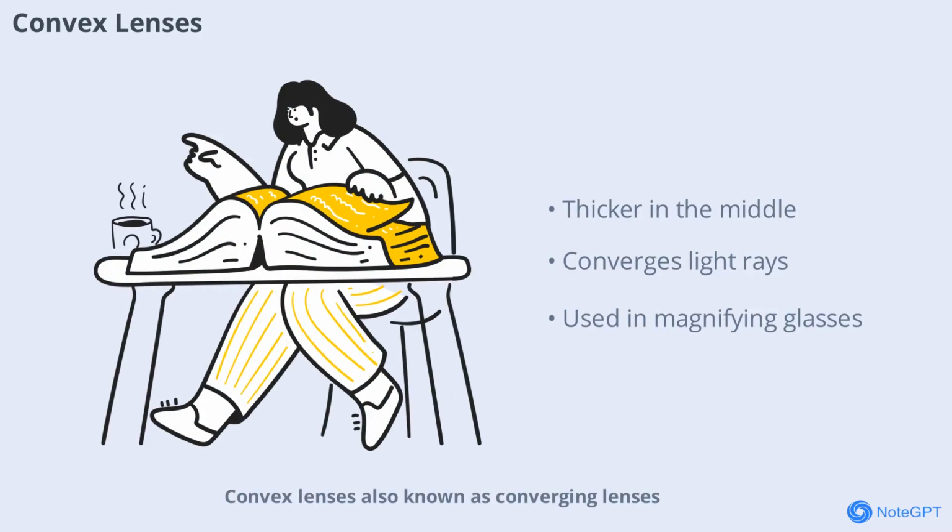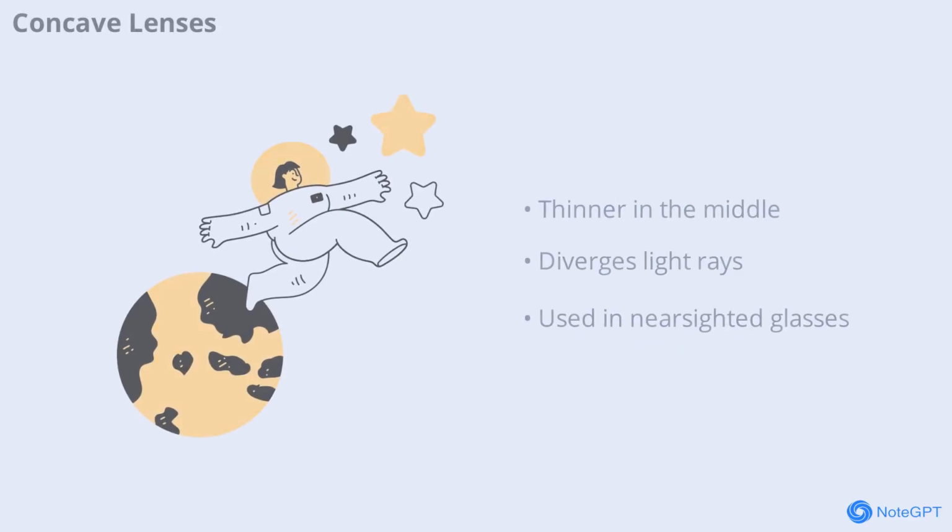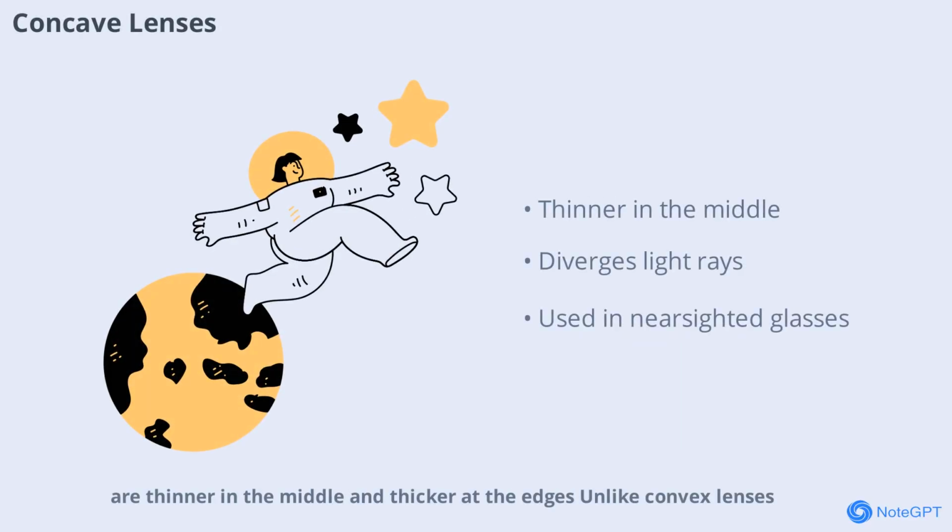Convex lenses, also known as converging lenses, are thicker in the middle than at the edges. They cause parallel rays of light to converge to a single point called the focal point. Convex lenses are commonly used in magnifying glasses, cameras, and corrective eyewear for farsightedness. Their ability to focus light makes them essential in many optical instruments, allowing us to see distant or tiny objects with clarity.